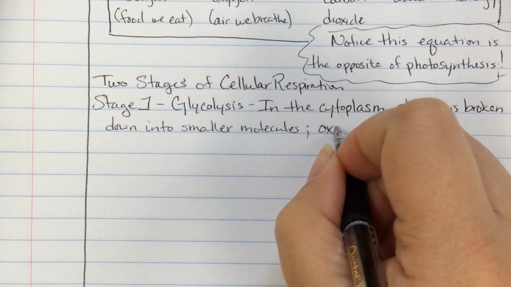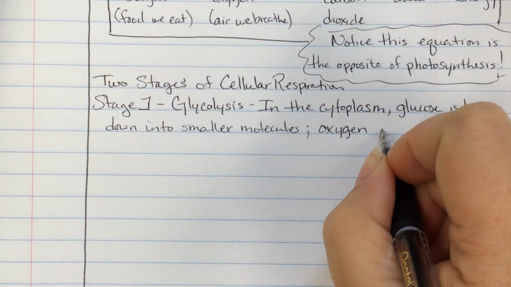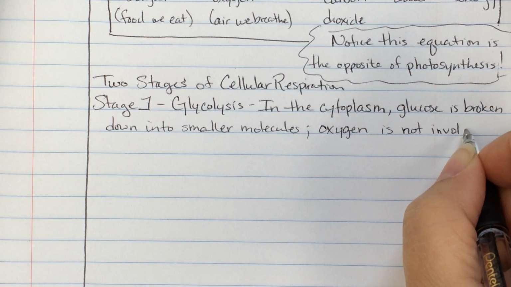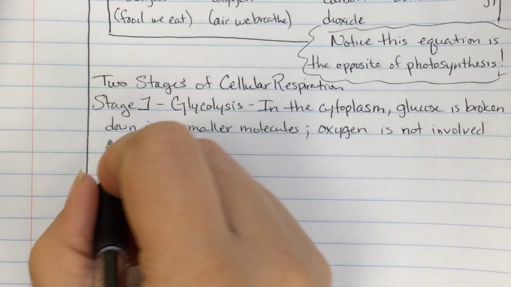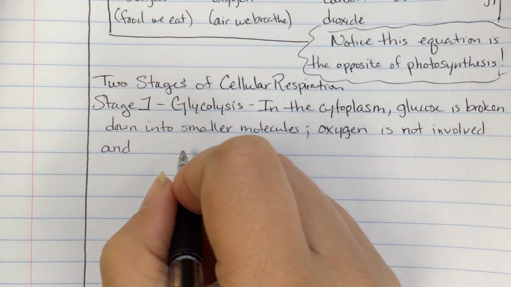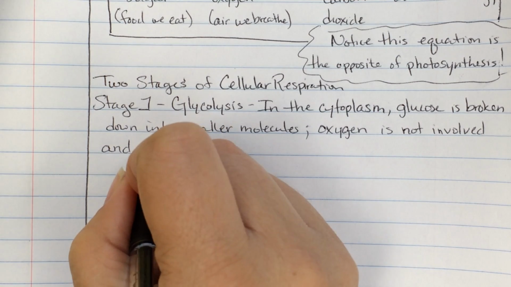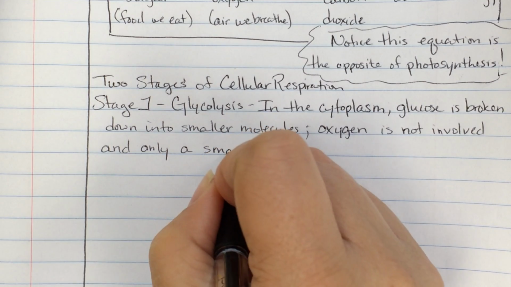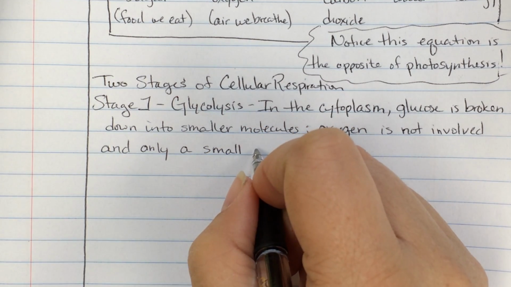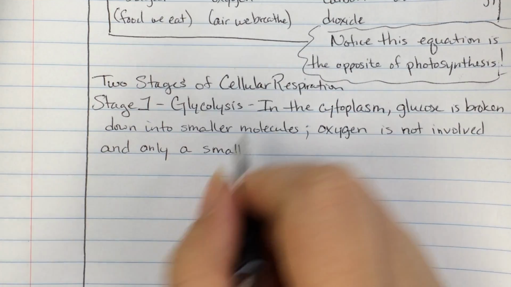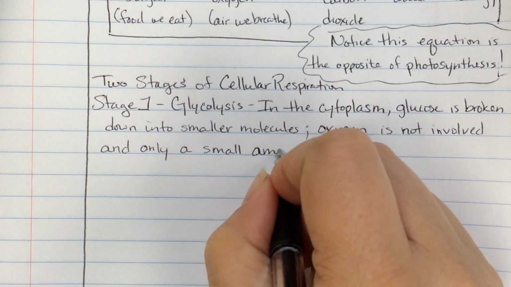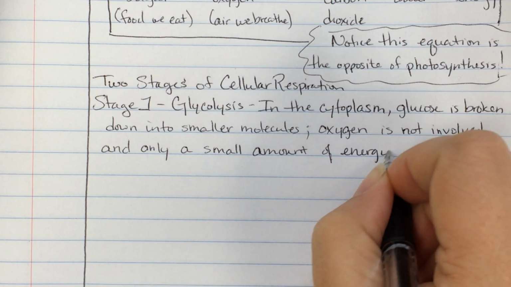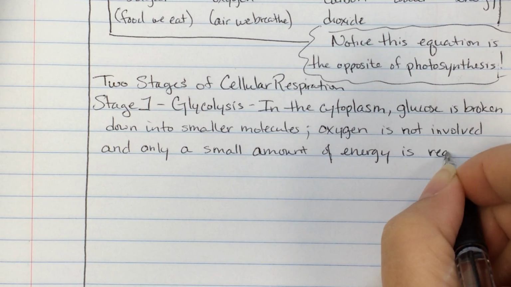Now, in that process, oxygen at this point is not involved. So we believe this actually is a pretty ancient process because it happens in pretty much all cells and there's no O2 required. And we found that on early Earth, when things first formed, there was no oxygen and they still were able to do the process of glycolysis. So oxygen is not involved and only a small amount of energy is released. We don't get a lot out of it.